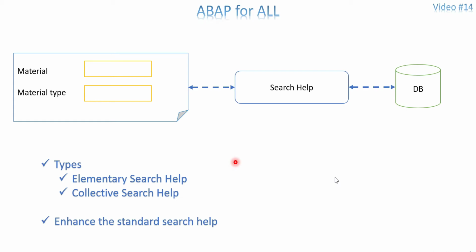The same way in search help also we have a standard search help. If you require, you can enhance it as well. So there is an option called enhance the standard search help. But today we're going to see how to create an elementary search help and how to create a collective search help, how we can make use of it in the program. And yeah, these are the names you heard about, like search help, F4 help, or value help. 2 or 3 different names, nothing much.